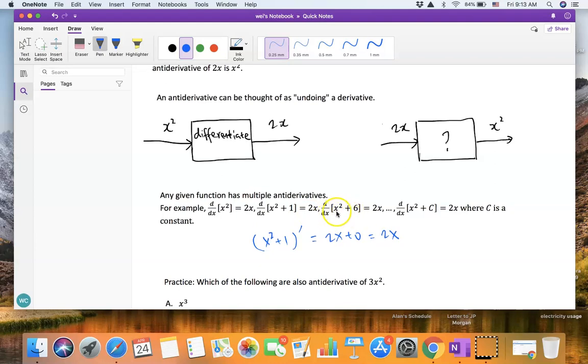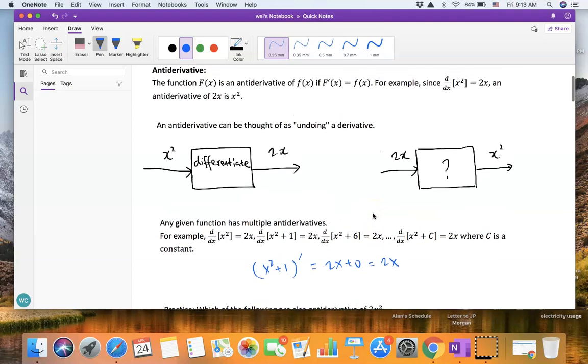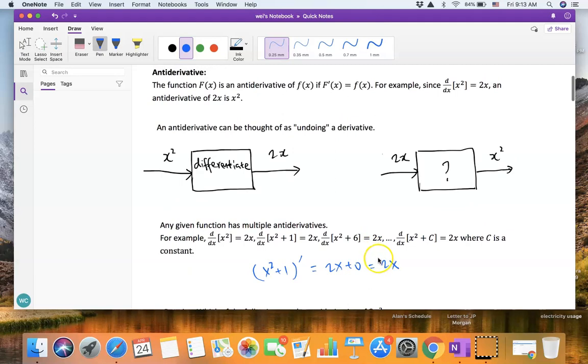And similarly, x squared plus 6 is an antiderivative of 2x. So any function of this form, x squared plus a constant, will be an antiderivative of 2x, because when we take the derivative of any function of this form, we always get 2x.